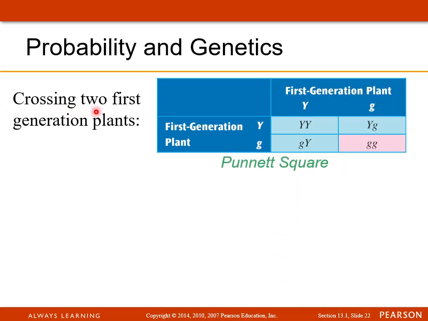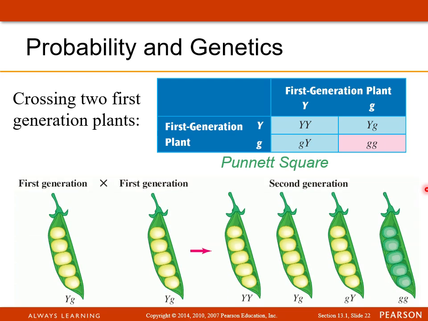Now, crossing 2 first-generation plants. If we take 2 first-generation plants and cross them, we get the possibility of getting a YY, which would mean definitely yellow, or a YG, or a GY, which would still be yellow, or there is a chance of getting GG. So there is a chance of getting a green then. Taking 2 first generations, these are our possibilities. We'd get 3/4 of them ending up yellow, but 1/4 would end up green.